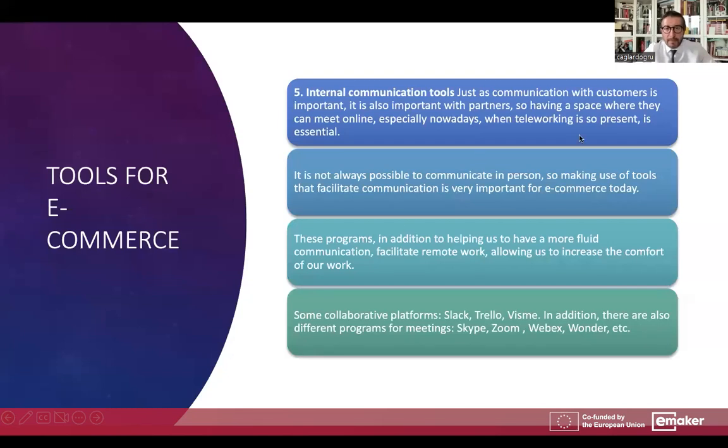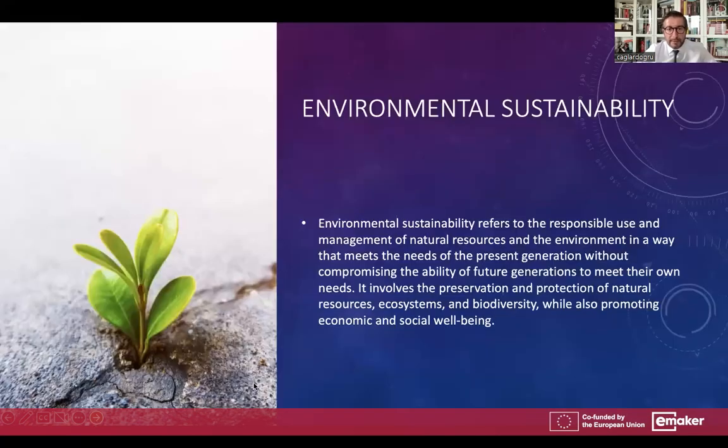Also, some of the intranet or internal communication tools, we may call them like that, are very important to establish effective communication with partners and customers and also the team members. Since I can easily name the group of these people here as a team, then collaboration is the vital point of our existence here. So I can tell you Slack, Trello, Visme, and also Skype, Zoom, WebEx, Wonder. These are very important for online meetings and also online collaborative platforms. We will mention them in the upcoming minutes.